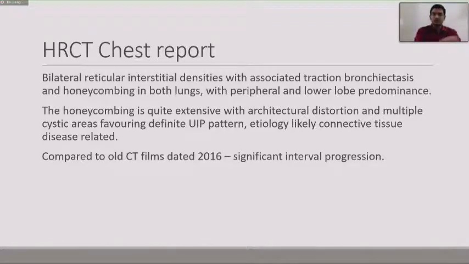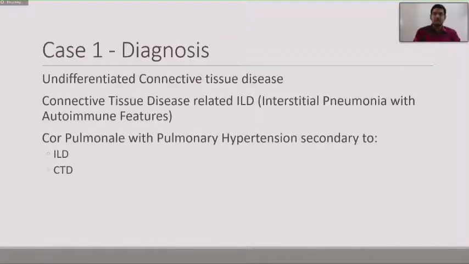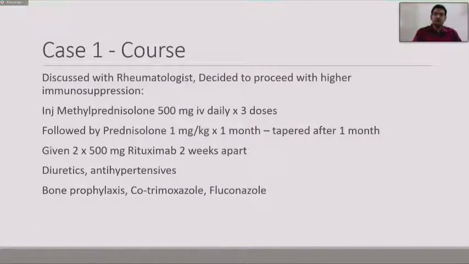And compared to the CT films dated about 2.5, 3 years prior, there was significant interval progression of disease, of the honeycombing. So she was not fitting into one particular connective tissue disease. So we labeled her as an undifferentiated connective tissue disease with interstitial lung disease, probably UIP pattern, and core pulmonary hypertension secondary to both the ILD and the connective tissue disease.